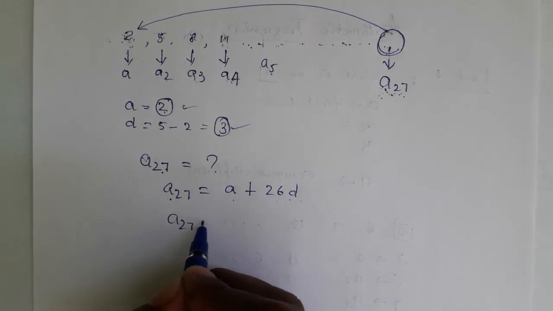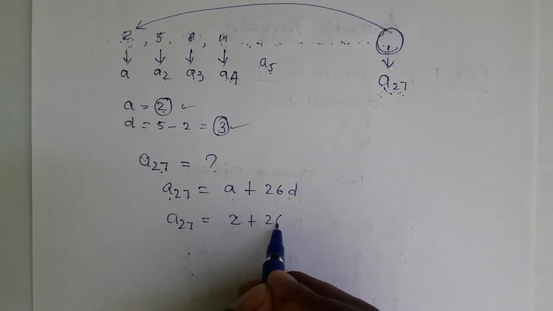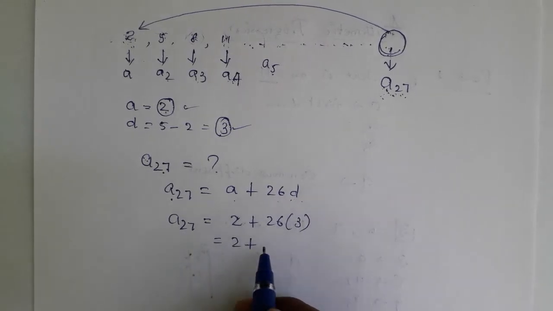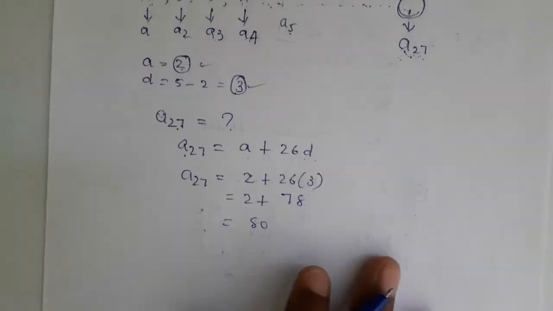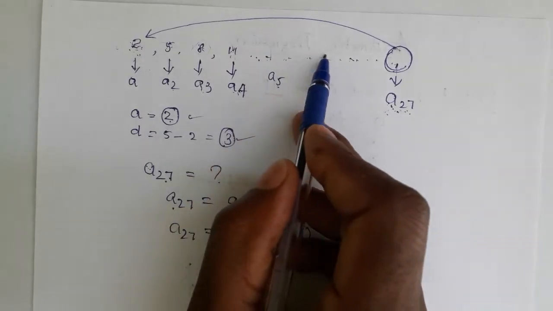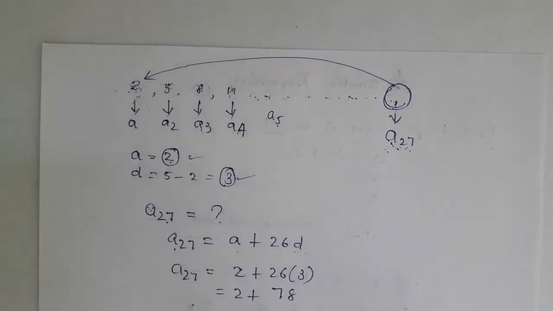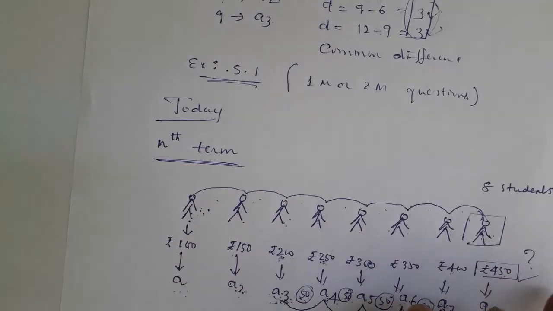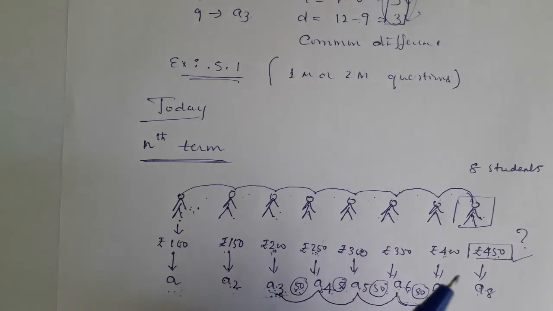So now A27 is equal to A. What is the value of A here? The first term, 2, plus 26 into D. Common difference 3. 2 plus 26 into 3, it is 78, so 2 plus 78. Finally our answer is 80. So without finding the 5th, 6th, 7th, 8th terms, we directly got the 27th position answer easily by this nth term method. Here nth term means, like in this last problem I showed 27th, nth means whichever position value is unknown, that can be found easily by the concept of arithmetic progression.